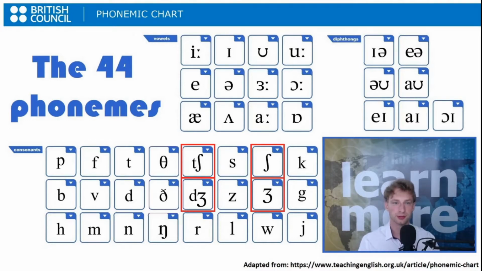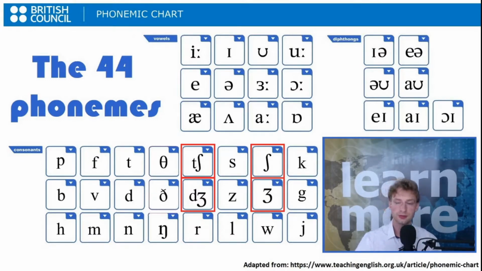In this lesson, you will learn about these four consonants marked in red. These are fricative consonants. Fricative means friction, because the friction of the air causes the sound. This is friction. Okay?